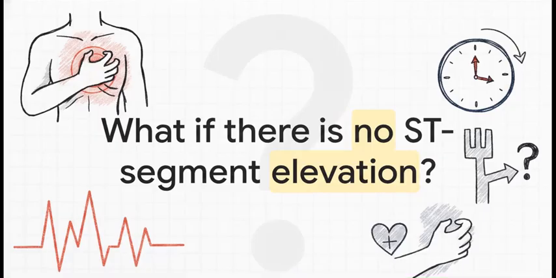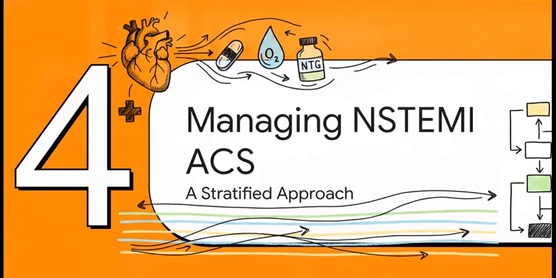Right, so we've successfully navigated the STEMI pathway. But let's just rewind the clock for a second and go back to that diagnostic fork in the road. What happens if our patient arrives clutching their chest, but that initial 10-minute ECG does not show any ST segment elevation? That takes us into part 4, managing NSTEMI ACS through a stratified approach.